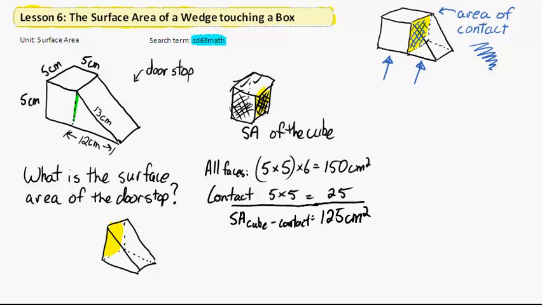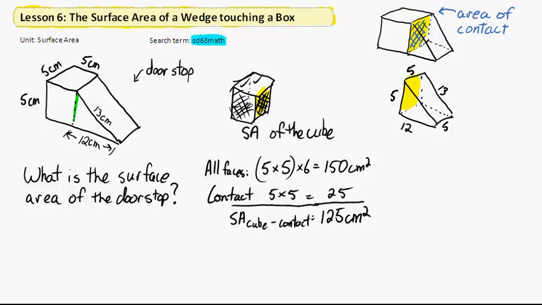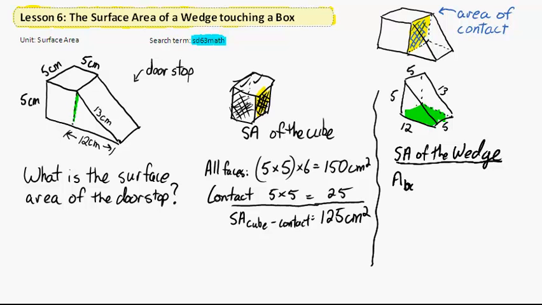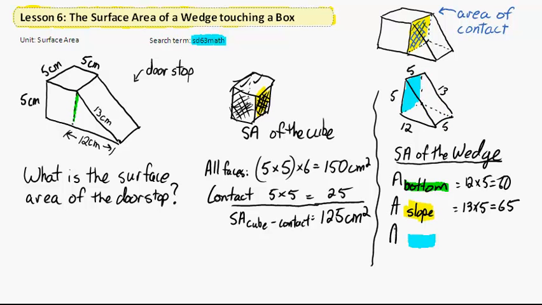There it is. Now let's have a look at the wedge. Here's the wedge with the measurements put into it. Now I might make a net of this and it would work fine, or I think this time just for fun I'll work with a 3D object. The area of the bottom, which is the area in green, is equal to 12 times 5, which is 60 centimeters squared. The area of the slope is 5 by 13, or 13 by 5, it's all the same, which is 65 centimeters squared. The back of the wedge is 5 by 5, or 25.